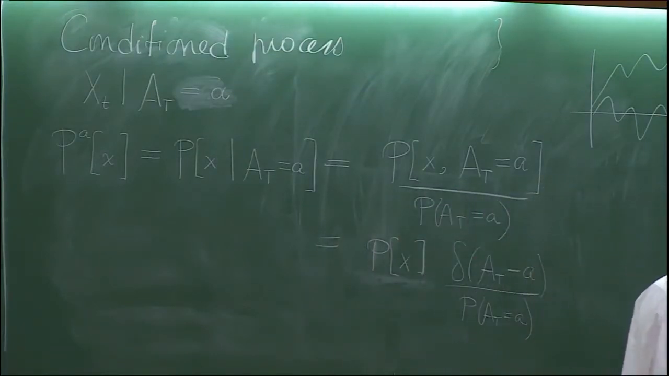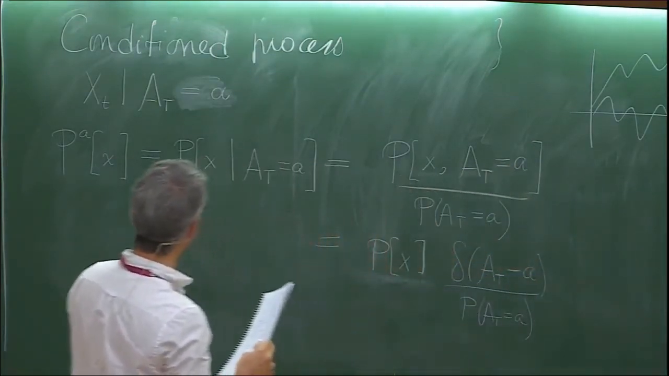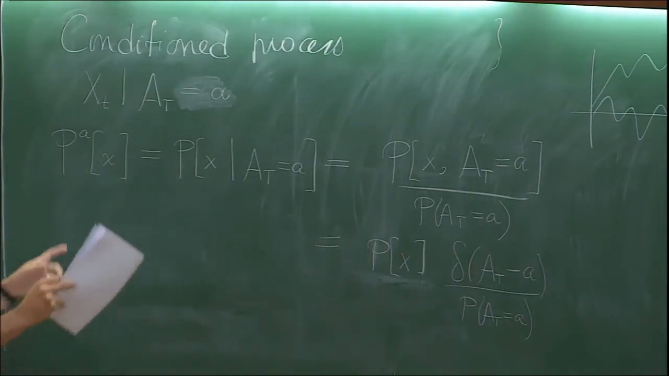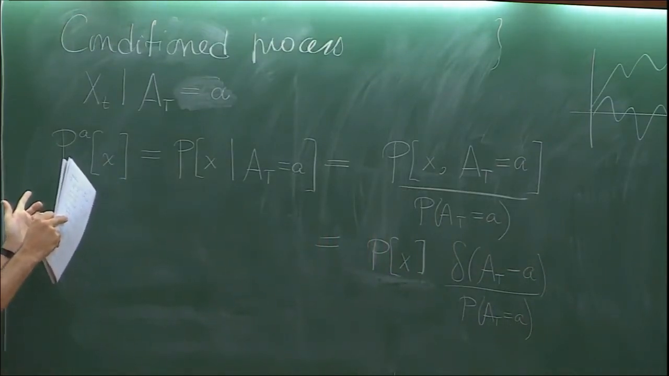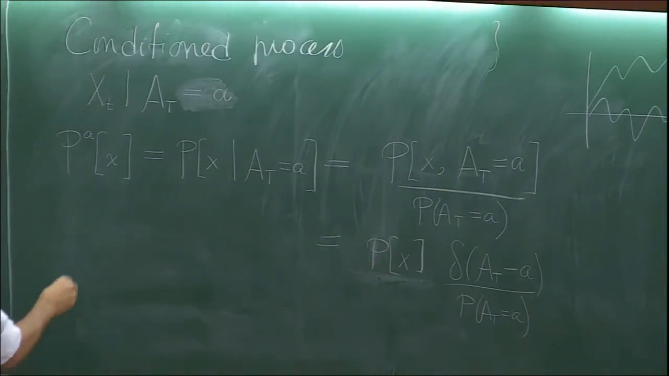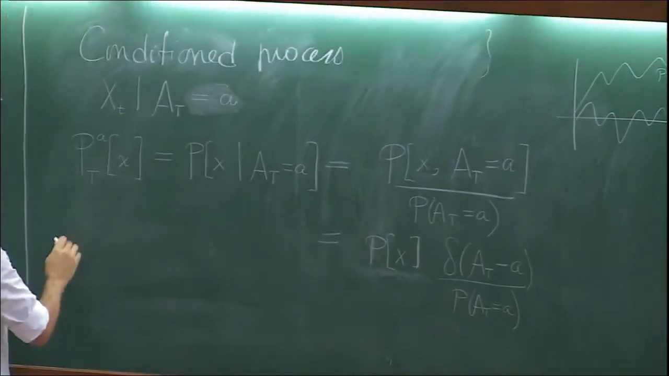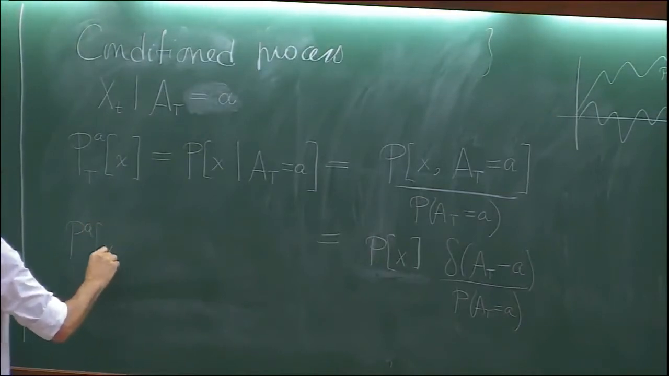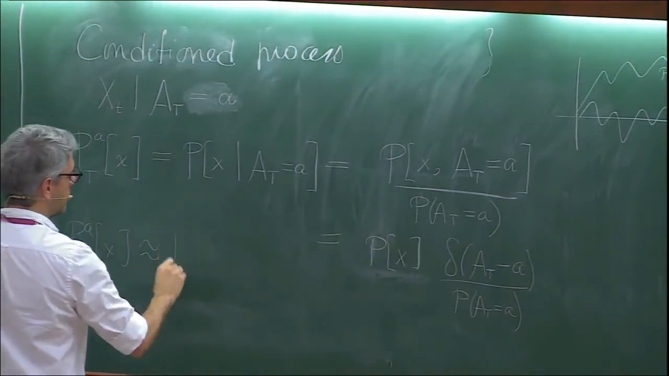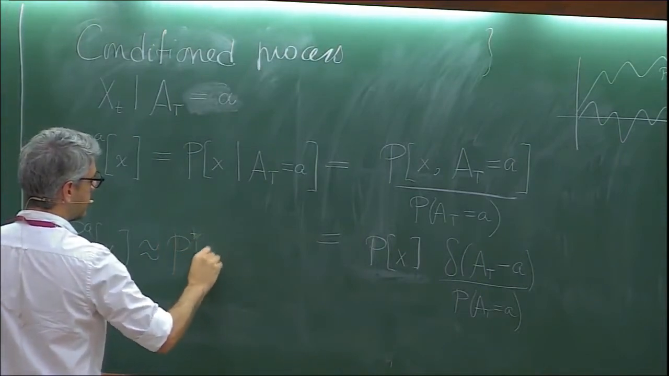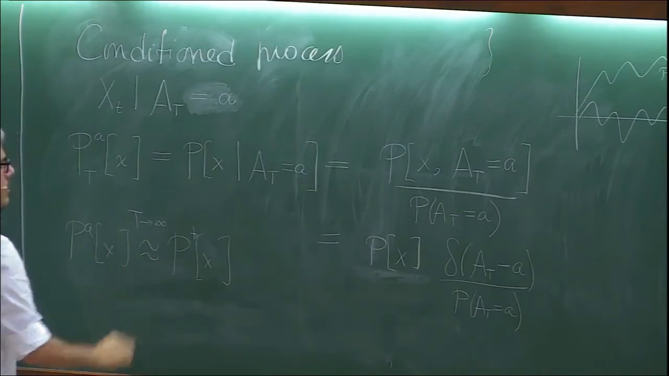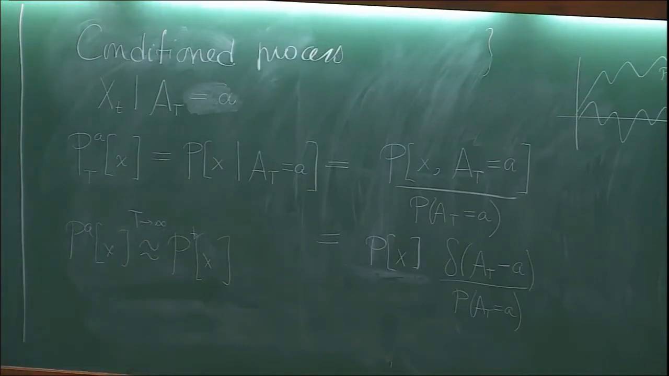Okay, so what I'm going to do is define another process, which will be Markov, and I will show in the end that it's asymptotically equivalent to that process. So this all depends on T, of course. And what I'll show is that the P_A is very close to another process, which I'll construct, and this one is Markov, and this will be true when T goes to infinity. Yes?